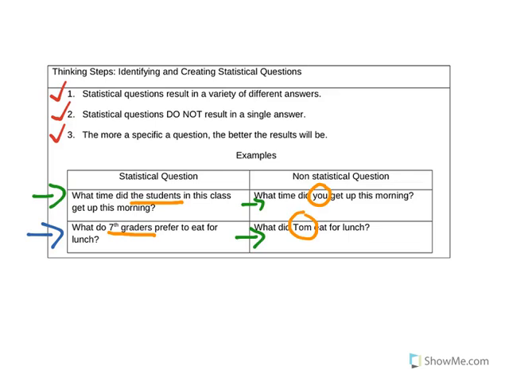So here are our thinking steps for today. Please refer to them so that you can tell what's statistical and what's not statistical.